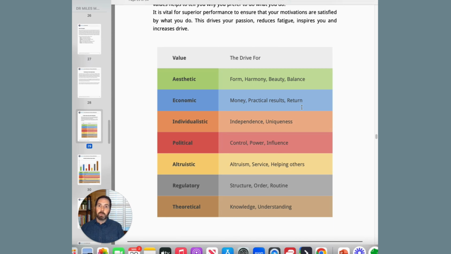Political, these are the people that want the control, the power, the influence. They want to be in charge. Altruistic, like it says, this is about altruism. This is about service and helping others.